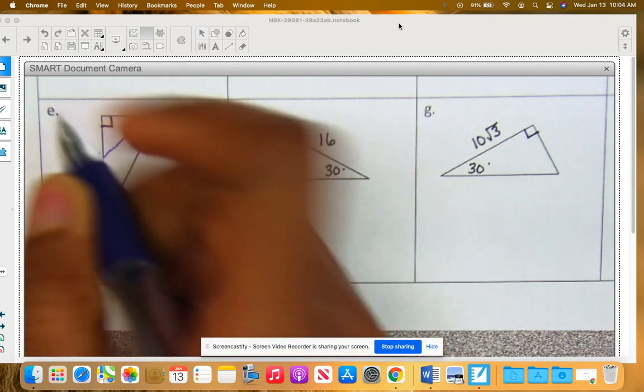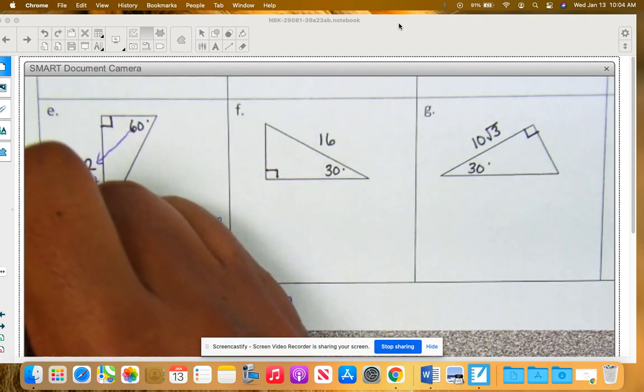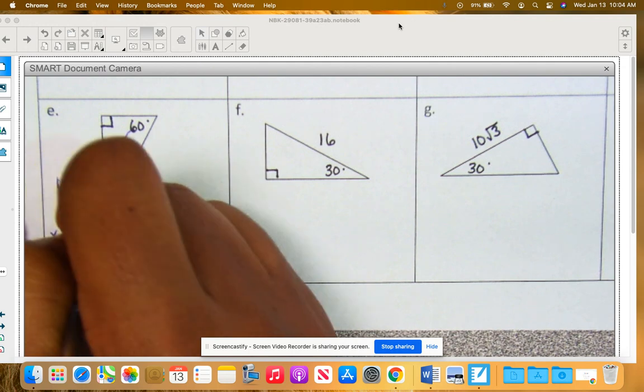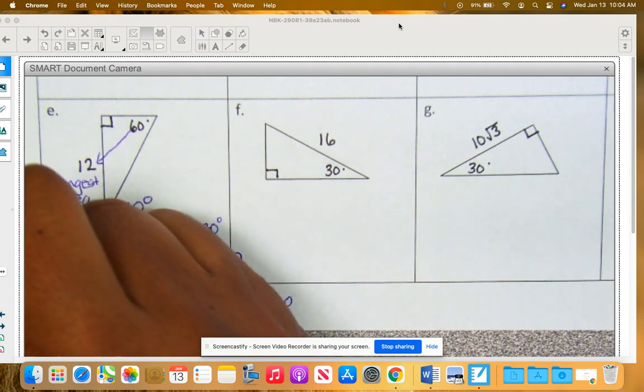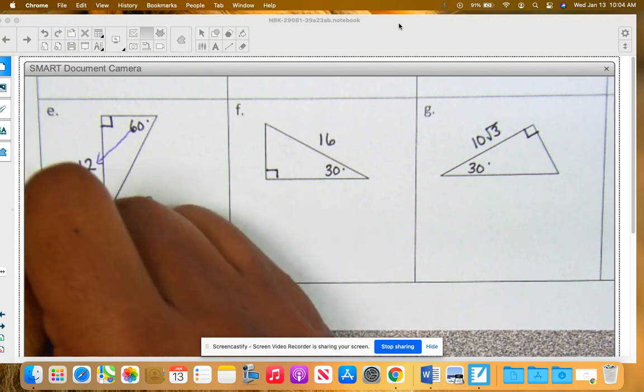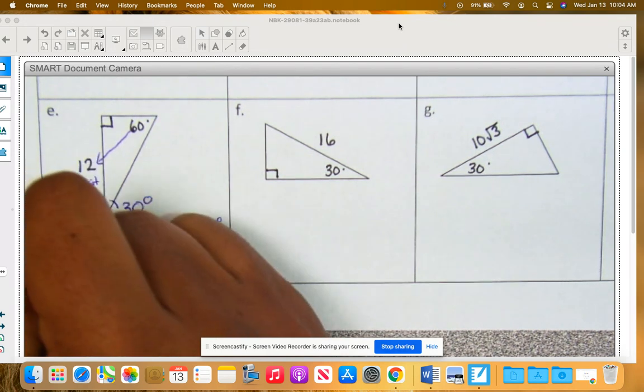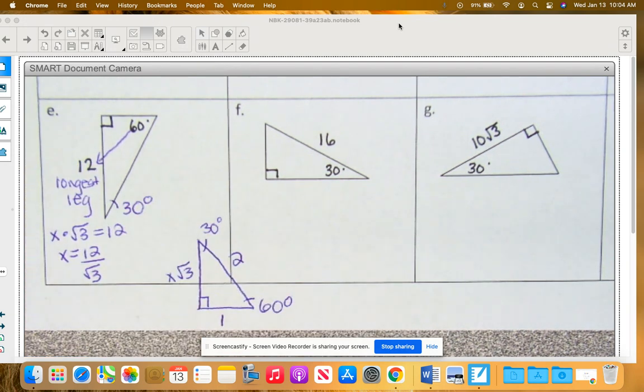So let's set up an equation. x times the square root of 3 is equal to the longest leg. The opposite of multiplying by the square root of 3 is to divide by the square root of 3. So x is equal to 12 divided by the square root of 3.